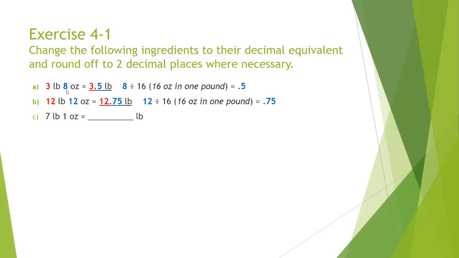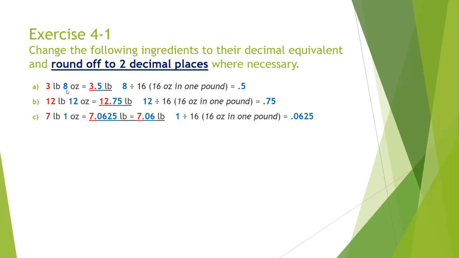Next question, 7 pounds and 1 ounce. Same thing. We are going to have 7 whole pounds. We will divide the 1 ounce that we have by the 16 ounces there are in 1 pound, and we get decimal 0.0625. We definitely need to round this because it has 4 decimal places. So we will take a look at the second decimal number, 6. The number following it is only a 2, not enough to change anything. So we get rid of the 2 and the 5. Our final rounded answer is 7.06 pounds.